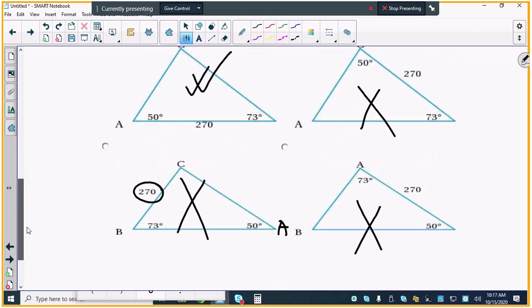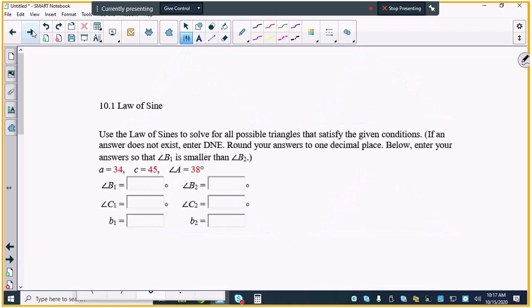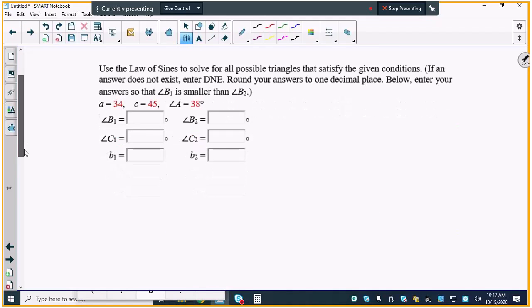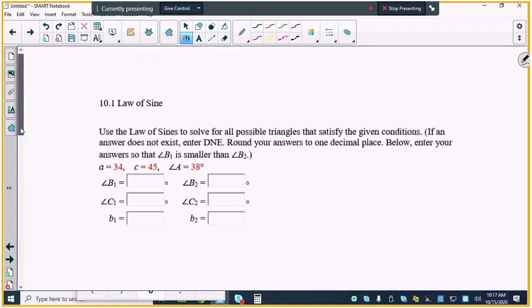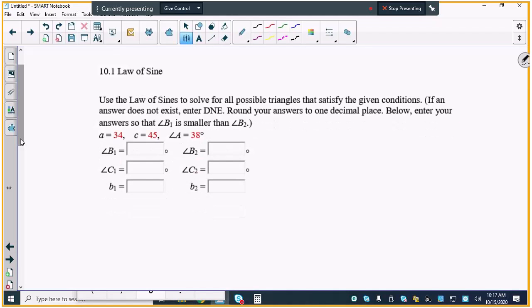Okay, let's carry on to our next problem. Again, I have been given a situation, and we're going to try to find out the number of solutions, 1, 2, or none. So use the law of sines to solve for all possible triangles that satisfy the given conditions. If an answer does not exist, enter DNE, round your answers to one decimal place, and below enter your answers so that B1 is smaller and B2 is the larger one.